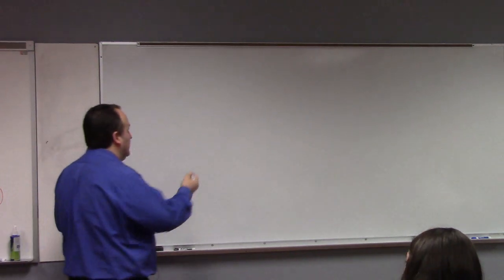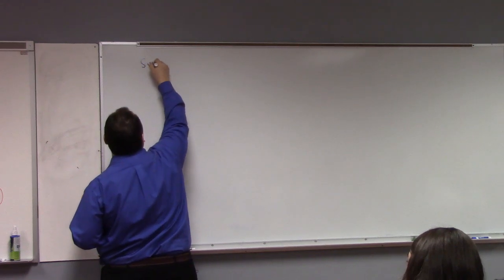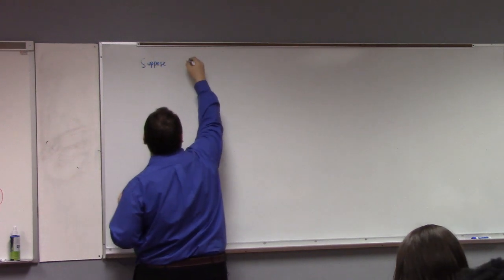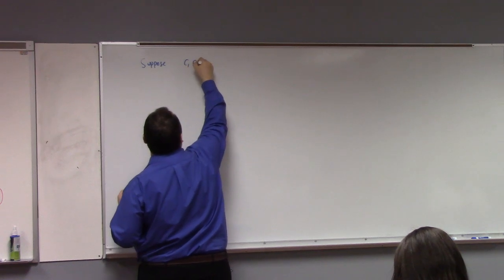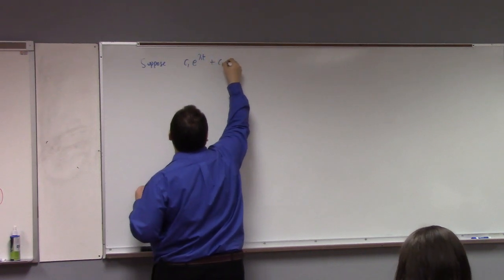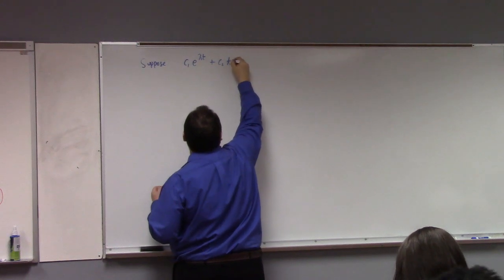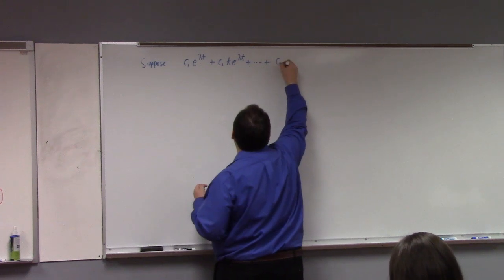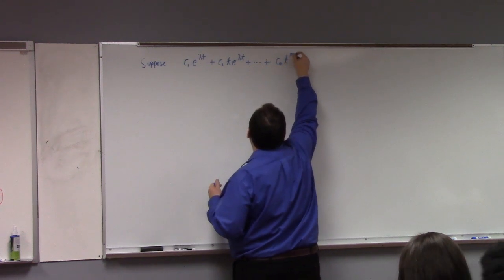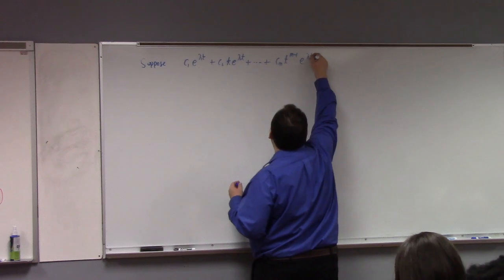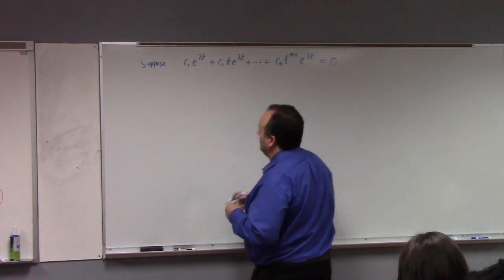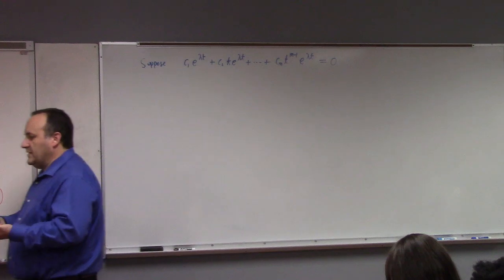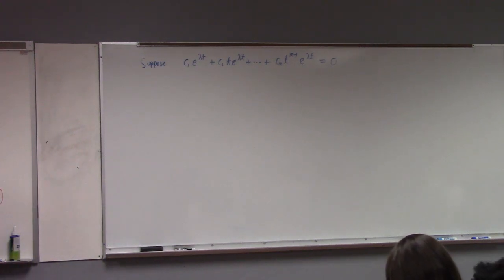Here's a method to prove linear independence. This argument is way easier. I should have done this to start with. Suppose you got C1 e to the lambda t plus C2 t e to the lambda t plus and so on, plus Cm t to the m minus 1 e to the lambda t equals 0. The definition of linear independence is that if we take that linear combination equal to 0, and we can show that the coefficients are all 0, that gives us linear independence.